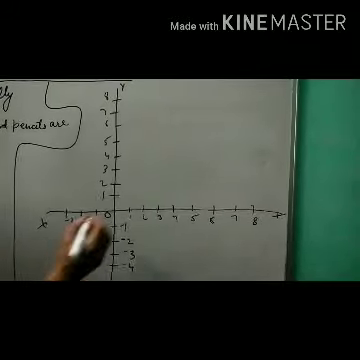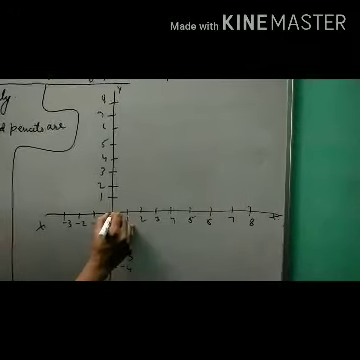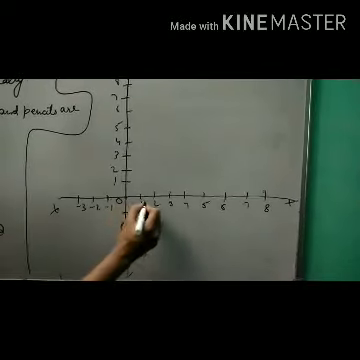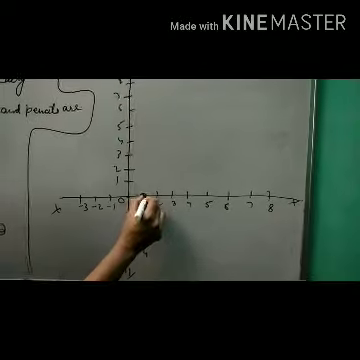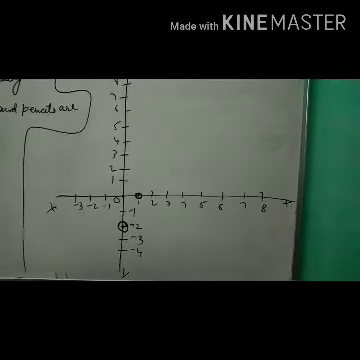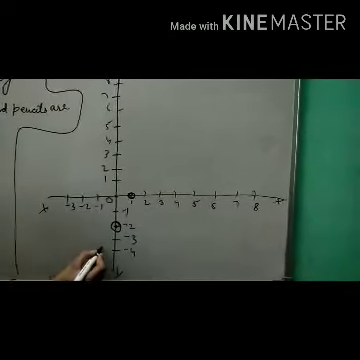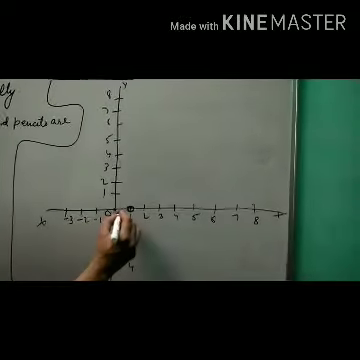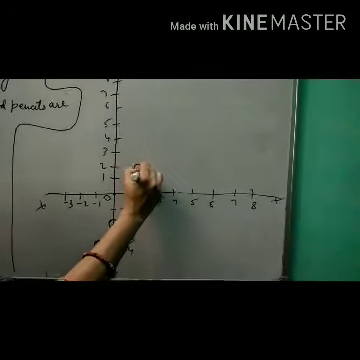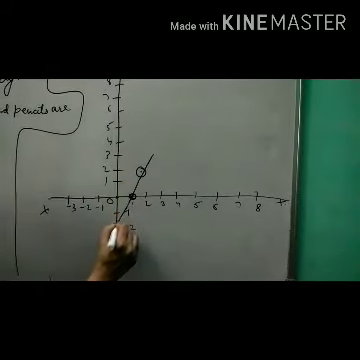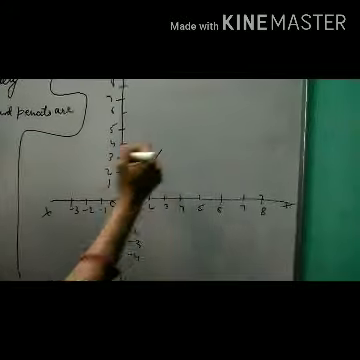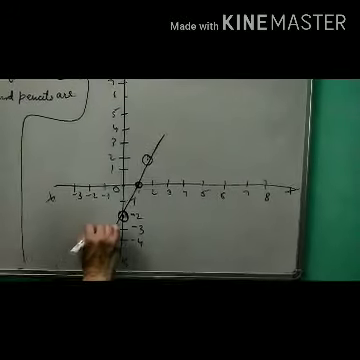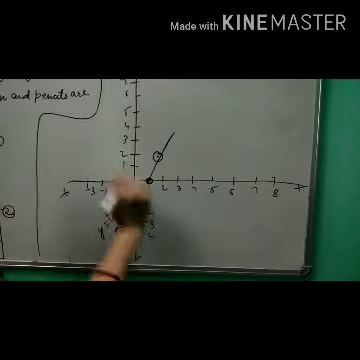0, minus 2: on the x-axis 0 and on the y-axis minus 2. That is the first point. Then 1, 0: on the x-axis 1 and the y-axis 0. Minus 1, minus 4 is the third point, and the last point is 2, 2: on the x-axis 2 and the y-axis also 2. Join these points and we have a line. So this is the line of the equation y equals 2x minus 2.